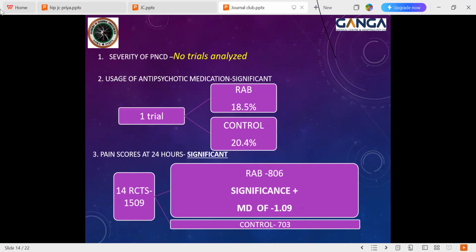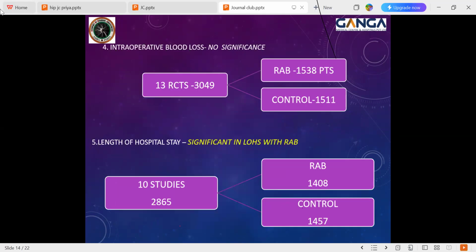was lower. And the pain score after 24 hours is significant. There is a significant decrease in the pain score in the regional anesthesia group compared to the control group. There is no significance to the intraoperative blood loss, but the length of hospital stay has shown a significant decrease with regional anesthesia techniques.